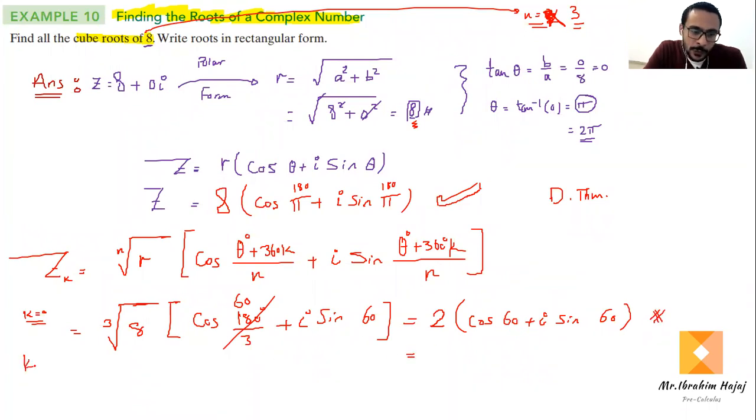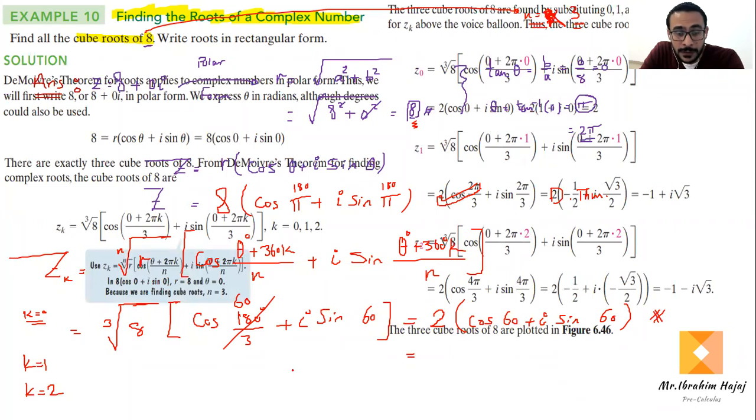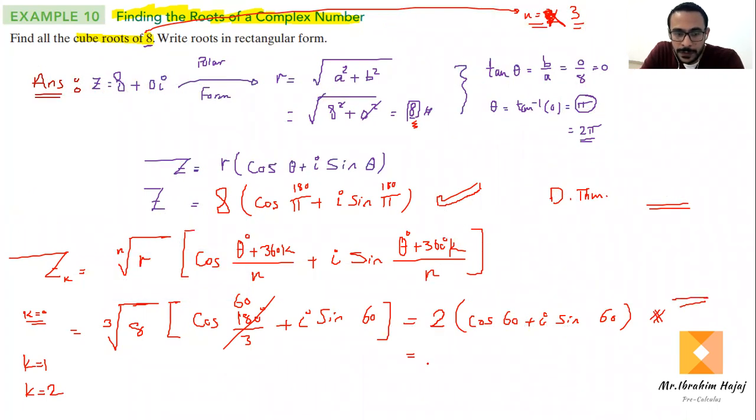Then substitute when k is 1, and substitute when k is 2 and so on, until you reach a value that is less than 360. And then he's asking you to write it in rectangular form. You have to evaluate them. So let's continue this in the next period, the sixth period.